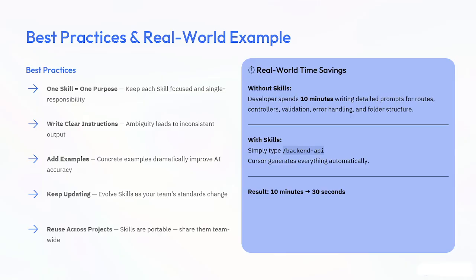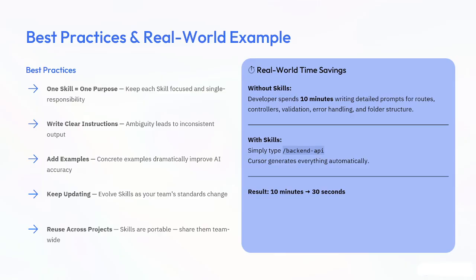The fourth one is to keep updating your skills. As your coding standards evolve, your skills should evolve too. This is also important because when your coding standards evolve or improve, your skills should also evolve at the same time. And finally, reuse skills across projects and share them with your team.